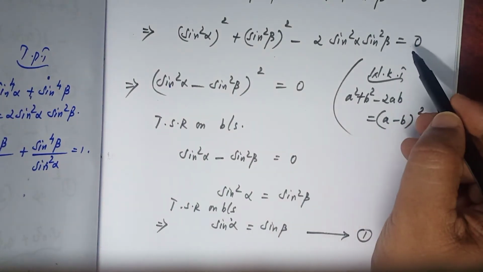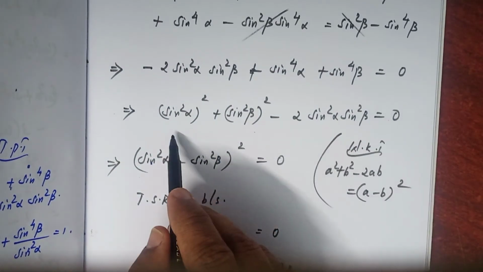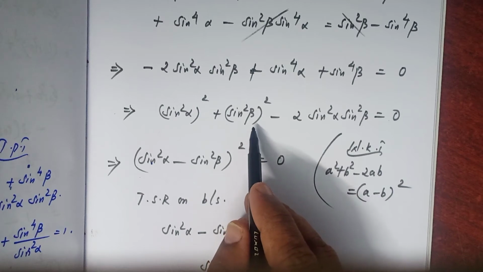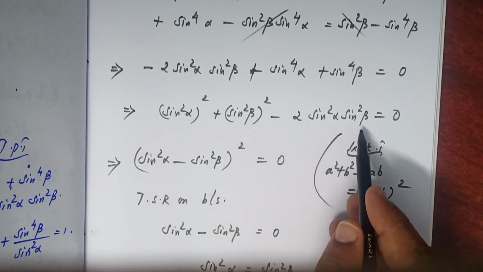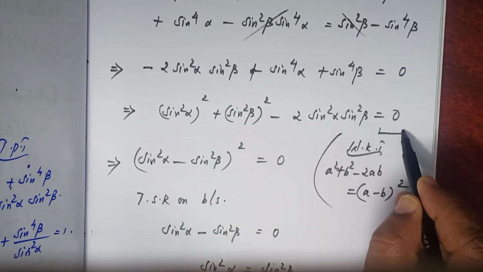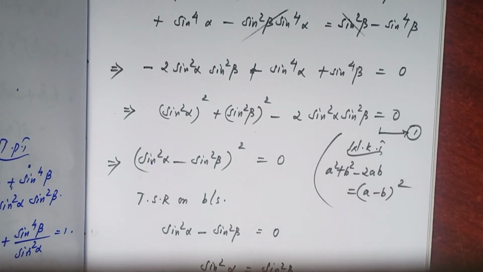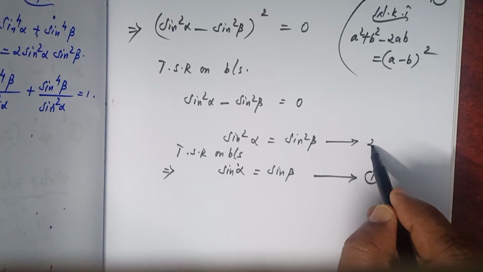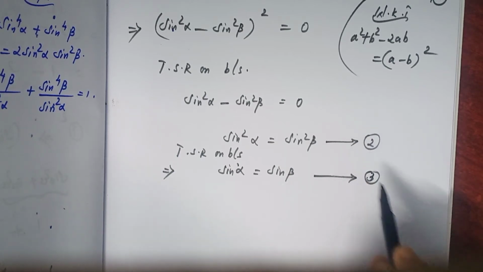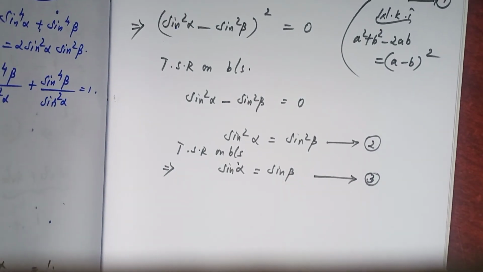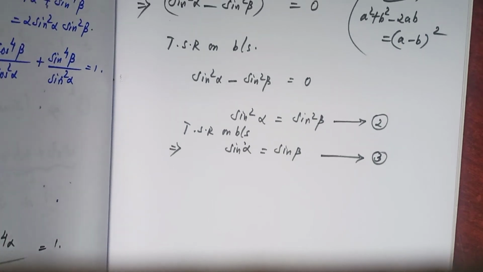Here, this result, sine square alpha the whole square plus sine square beta the whole square minus 2 sine square alpha into sine square beta equal to 0, I consider this is equation number 1. This is equation number 2. This one I consider equation number 3. Equation number 1, 2 and 3.